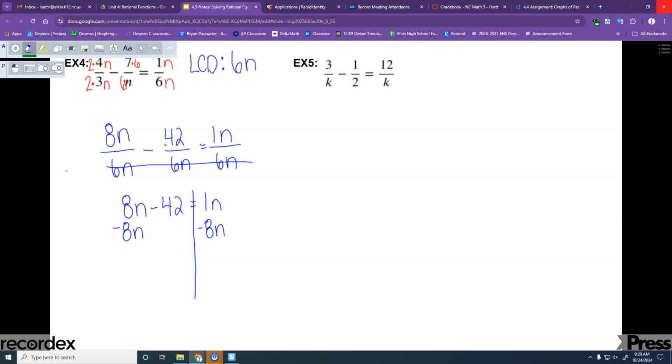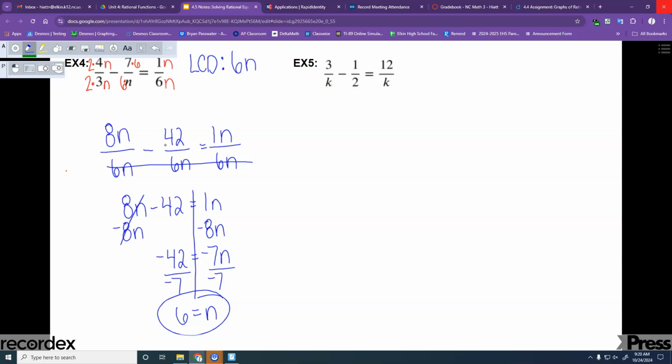I would move the 1, but then we wouldn't have anything left on that other side. So I would do exactly what you've done. We got negative 42 equals negative 7n. And then, Camma, what would be the last step on that one? Good. We'll divide by that negative 7. Negative 42 divided by negative 7 gives us a positive 6. And so there is our answer.